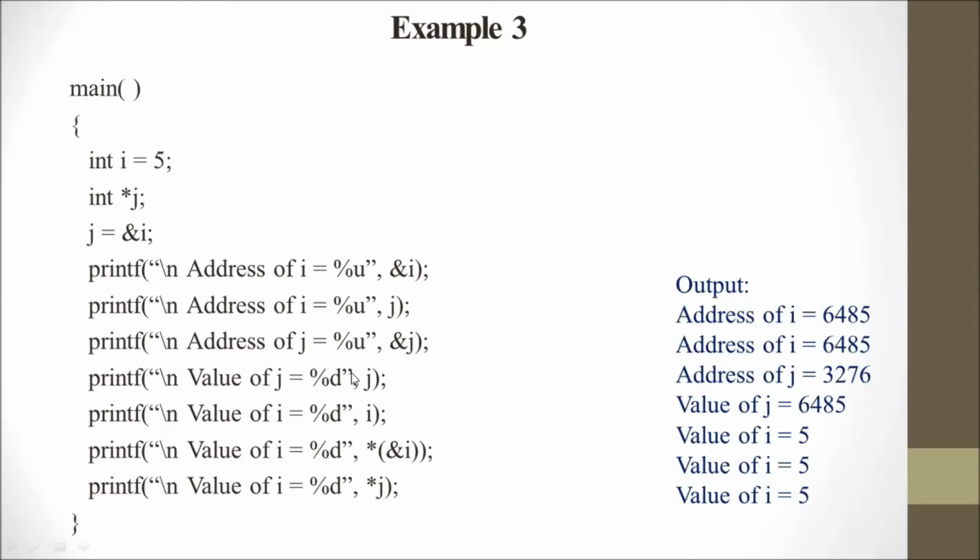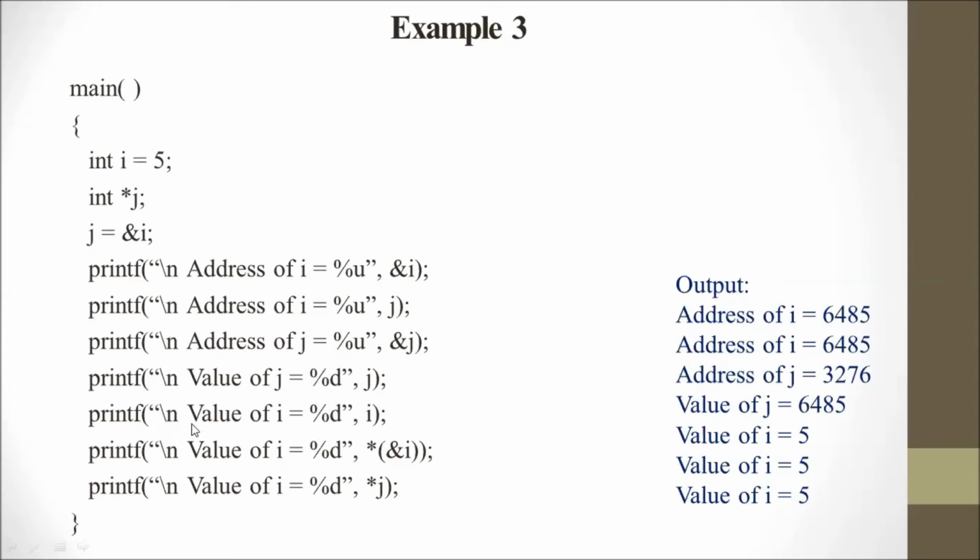Because in the second statement we assigned the ith address to j, j will print the address of i. Here j prints the actual value of j, because we also take the pointer of j, but we assigned the address of i. So j prints the actual value which is stored. j stores the i address. So in the fourth printf, j will print the ith address. This is the actual value of j.